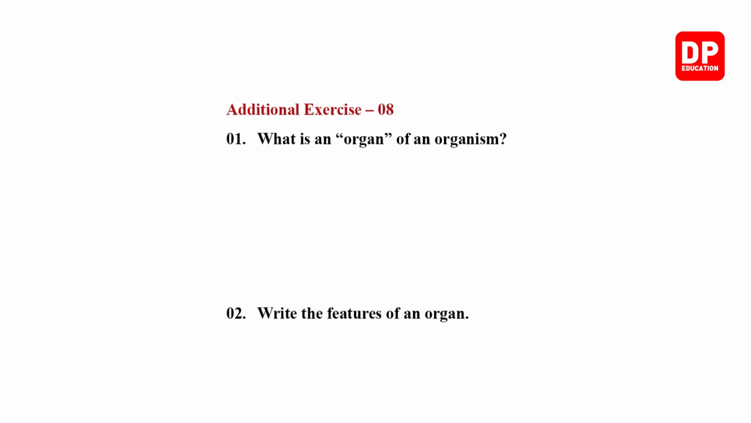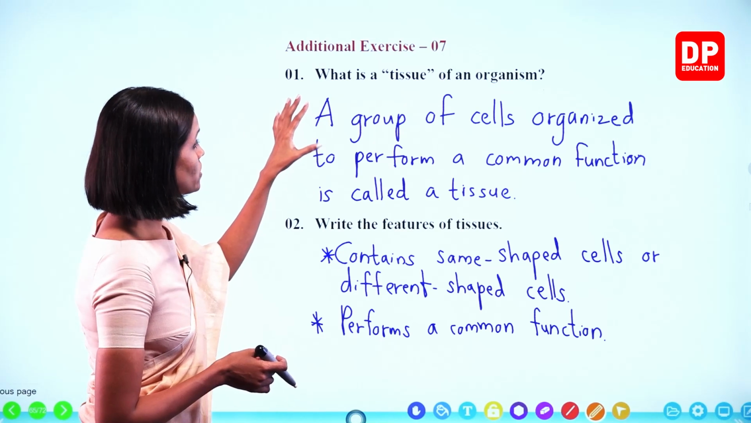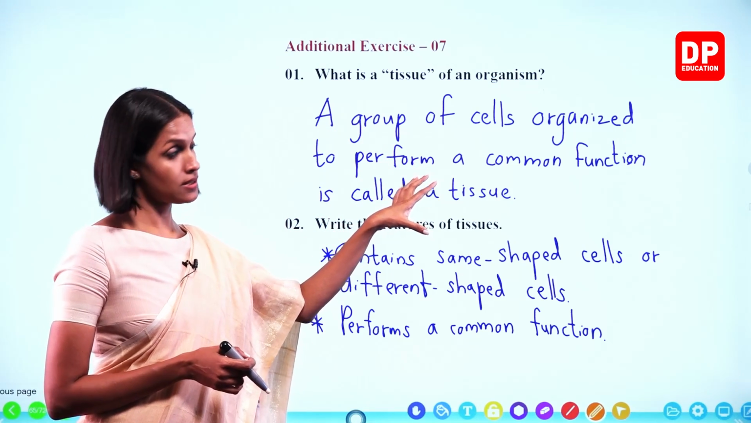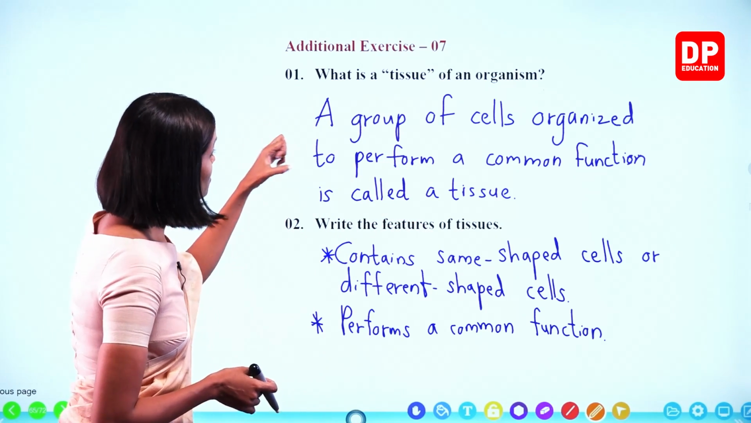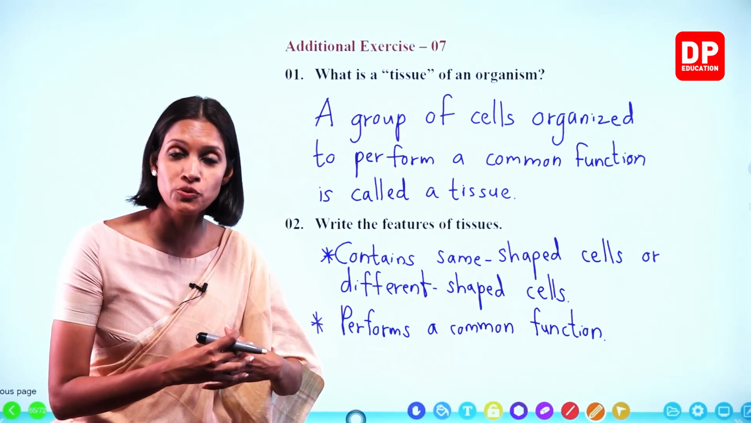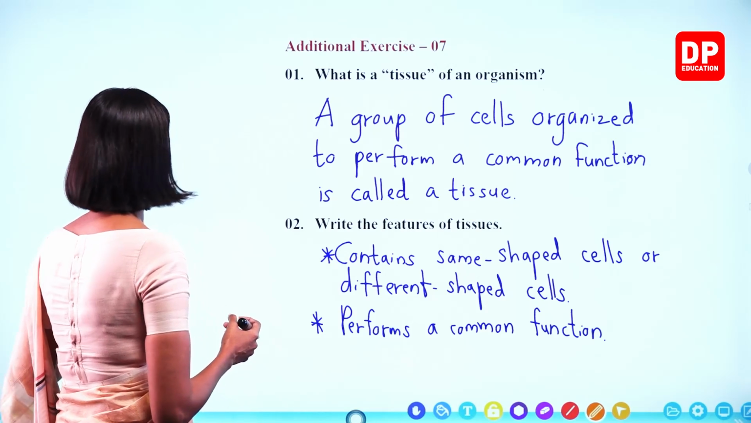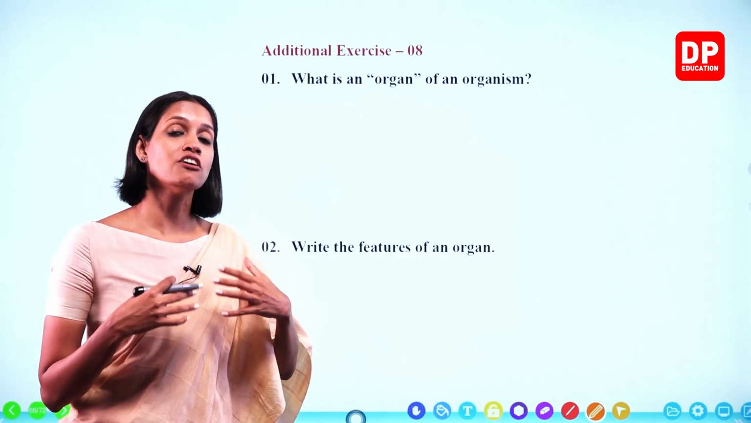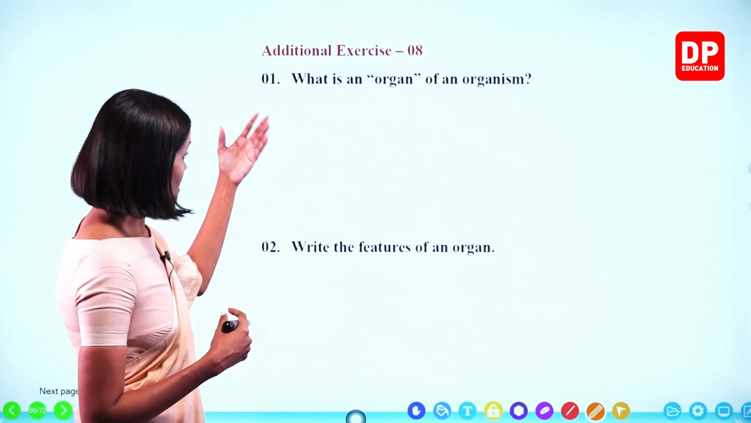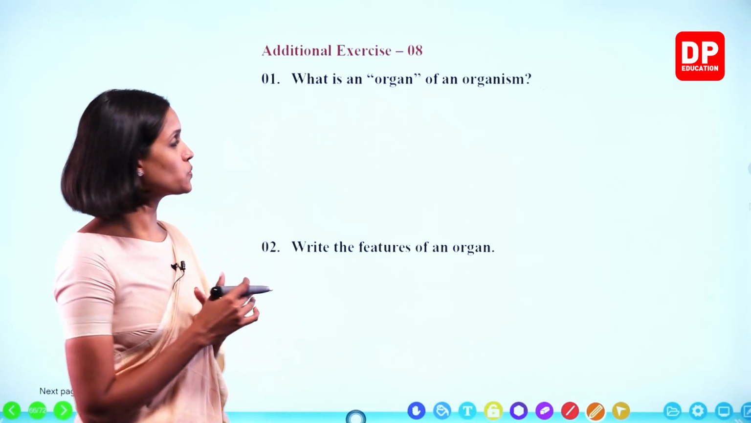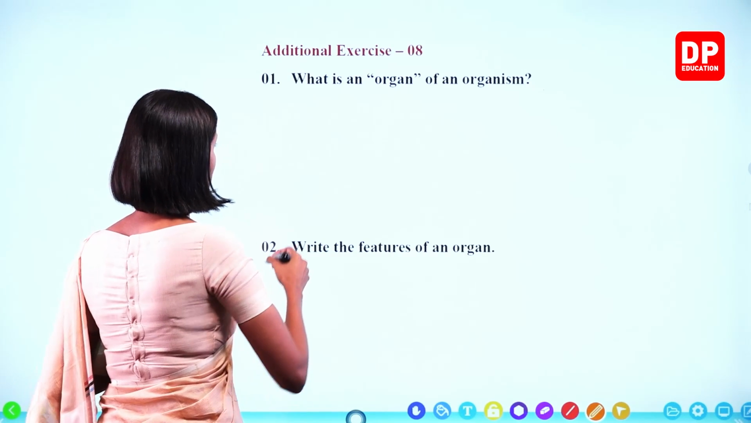Right. What is an organ of an organism, children? Now here, what is a tissue? A group of cells organized to perform a common function. When a number of tissues are collected together, a collection of tissue is known as an organ. What is an organ of an organism? A collection of tissues that are collected to perform a common function or maybe several functions.